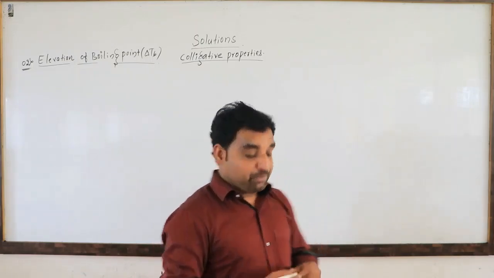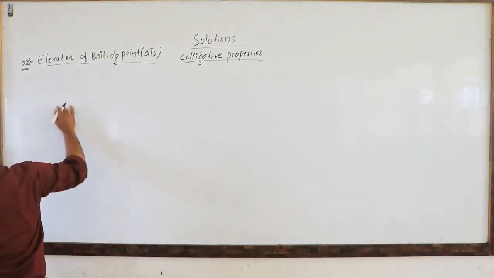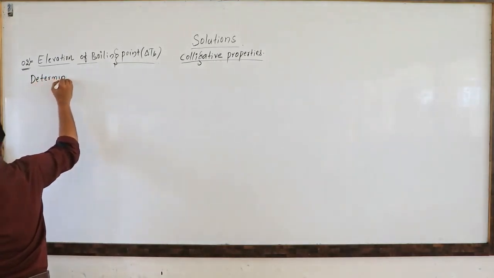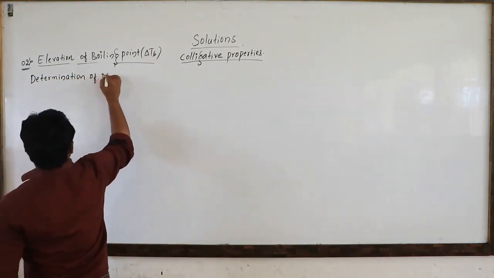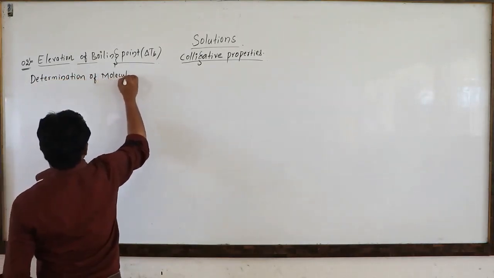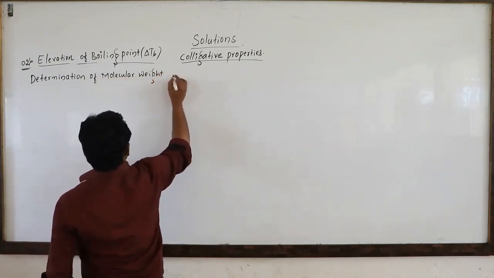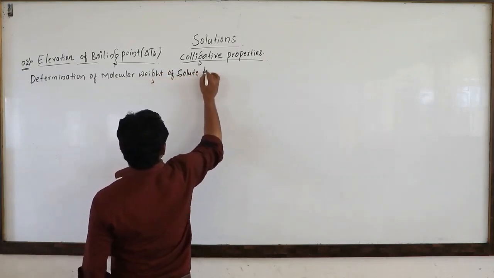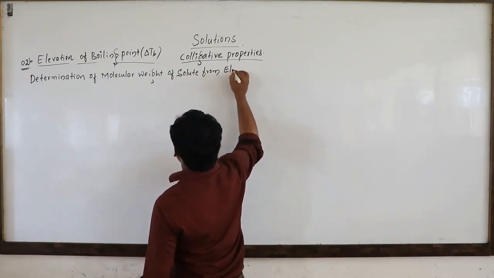So now, determination of molecular weight of solute using elevation of the boiling point. So what is it? Determination of molecular weight or molar mass, molecular weight of solute from elevation of boiling point.